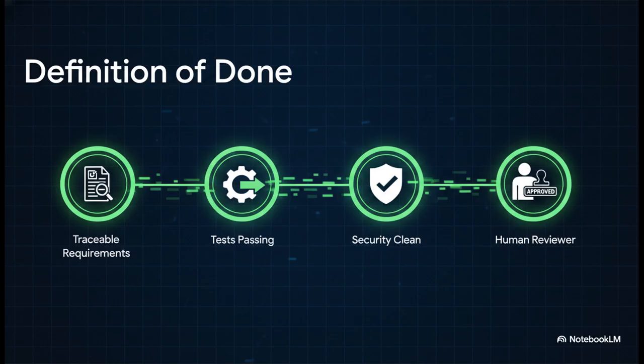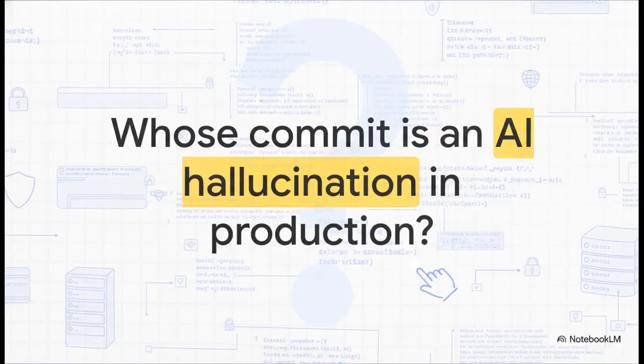Which brings us perfectly to your definition of done for any AI-assisted change. Look, it is not done just because the AI's code happened to compile. Your requirements must be traceable, your tests must pass, security checks must be totally clean, and a human reviewer must approve it. Your definition of done is the guardrail that ensures AI velocity never outpaces your engineering compliance and testing gates. I want to leave you with this final, provocative thought to truly solidify our human accountability rule.